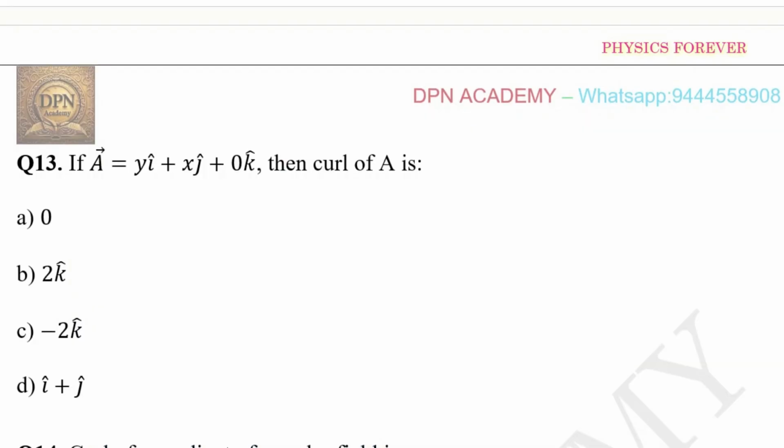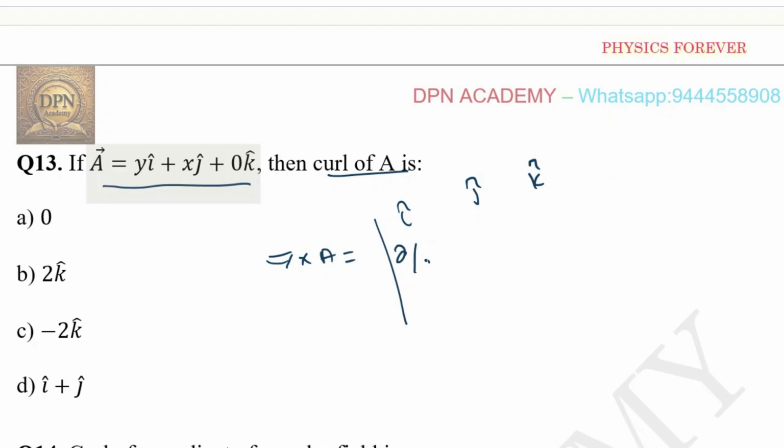So question number 13, if A is given, then curl of A. For the curl of A, we have to go in this model: curl A is equal to the determinant with i, j, k, then dou by dou x, dou by dou y, dou by dou z, and then the components of A. Here we put y, then x, then 0. We already know how to do that.